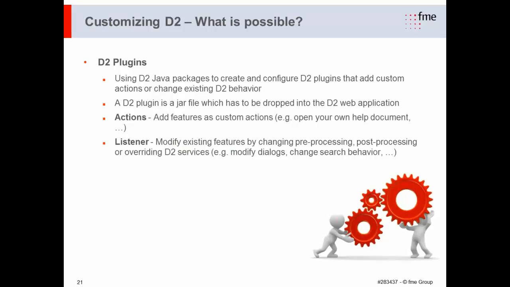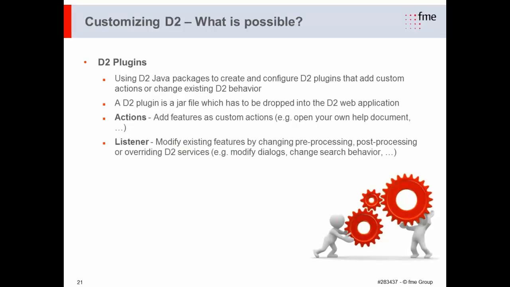So with an action plugin, you are able to add custom actions to the D2 client. For example, if you want to open your own help document, or if you want to execute your custom logic within the D2 client, then you can write your custom action, create this plugin and drop it into the D2 web application, and then you are able to execute your custom action, your custom code, within the D2 client.